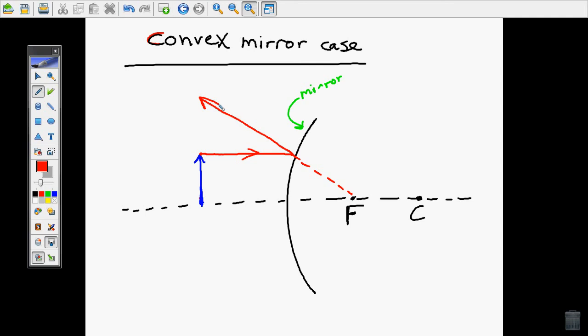Second light ray, leaving the head of the object, going straight towards the virtual focal point. So it's headed, like you know, it's aimed right towards the virtual focal point. That is going to reflect back parallel to the principal axis.